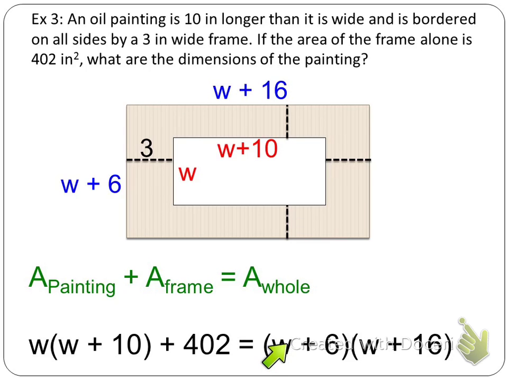Now, originally, we were saying that you could do the area of the whole thing minus the area of the frame and make it equal to the area of the inside. That's the same thing, okay? You just subtract this from over here. So, a lot of variations of this same equation are going to work. Does that make sense? It's like you could have the minus 402 on the other side, you know what I mean?